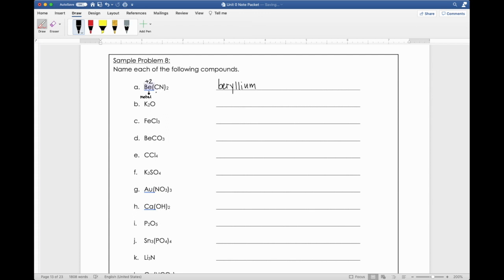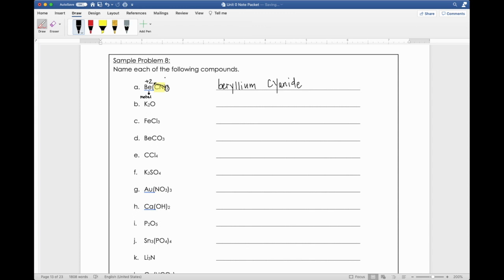And then we're just going to name this polyatomic ion here. So if you look on your polyatomic ion sheet, you can identify what CN is. And that CN is what we call the cyanide polyatomic ion group. So the name of this compound is beryllium cyanide, and that's it. You don't have to do anything with this 2. The reason that 2 is there is because it actually comes from beryllium's charge, which is what we're going to do in sample problem 9 when we do the opposite of this, when we write the formula given the name.